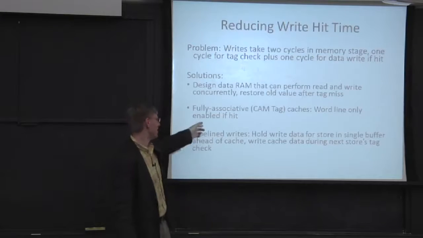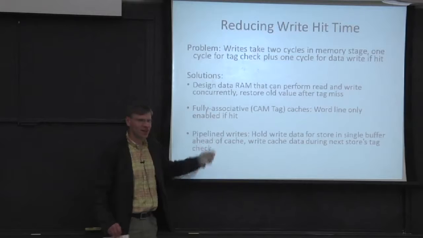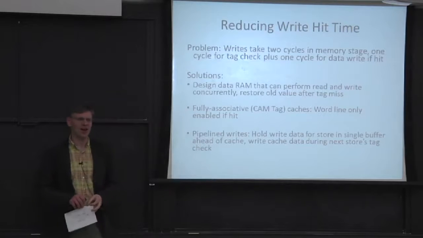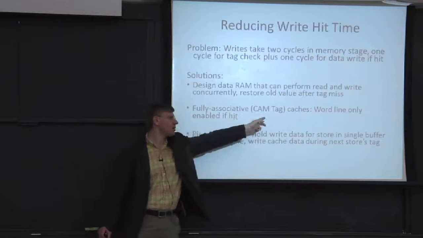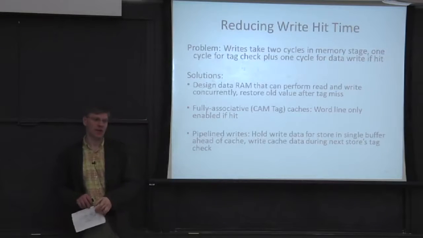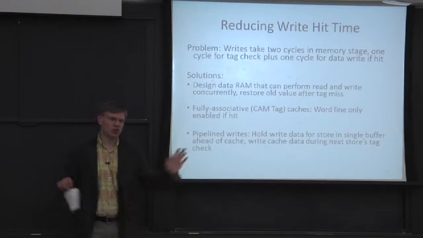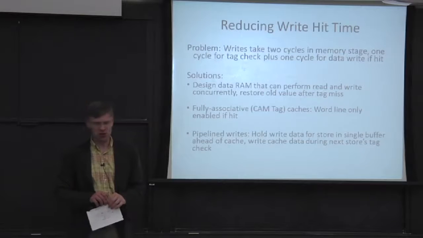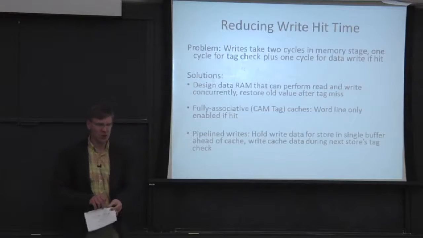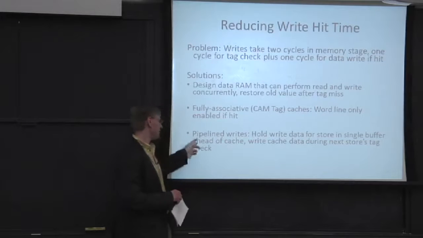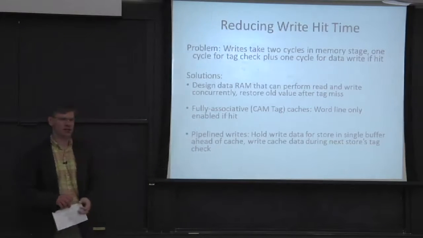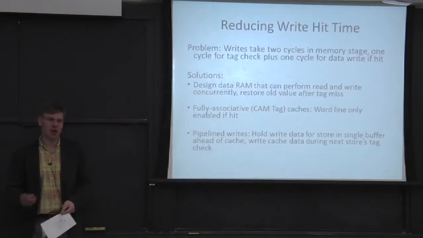It's not necessarily a great design if you have a very large cache. But for a small cache, you can definitely have a content addressable memory for the tags, and then just have it so you can write anywhere if you have a fully associative cache. That is one way to solve this write problem. And then we're going to look at, but this is what we're going to focus on in today's lecture, is pipelining the write.